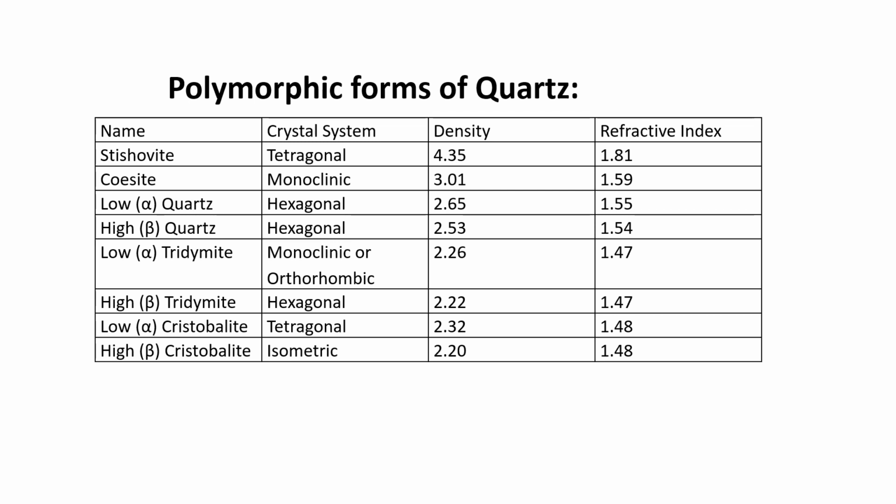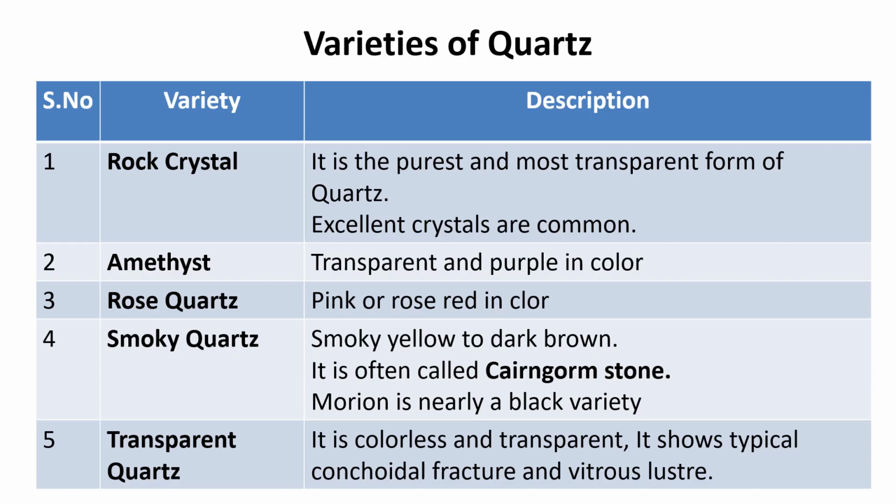Suppose we take stishovite, it has a tetragonal system, a density of 4.35, and the highest refractive index of 1.81. Just now we discussed that the refractive index of stishovite and coesite are high when compared to the other minerals. Coesite is monoclinic, and it has a density of 3.01 and refractive index 1.59, and so on. Similarly for alpha quartz, beta quartz, low alpha tridymite, high beta tridymite, low alpha cristobalite and high beta cristobalite, these are the densities and refractive indices of these minerals.